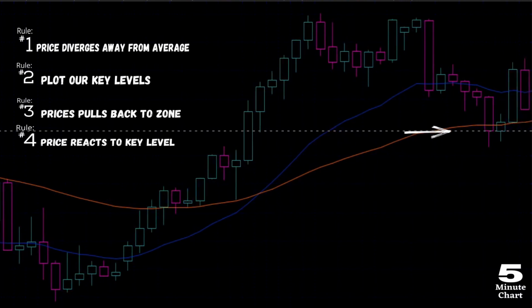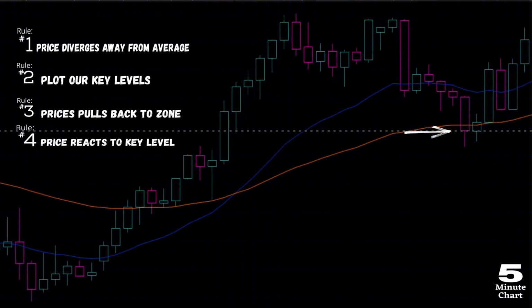We have identified a high probability trade setup when the price pulls back to the moving average, if and only if a key trading level is also present at or near that price. Price does not have to hit the moving average, however it does have to hit the key level. While the moving average is also present at this price, the key level is the more important signal.